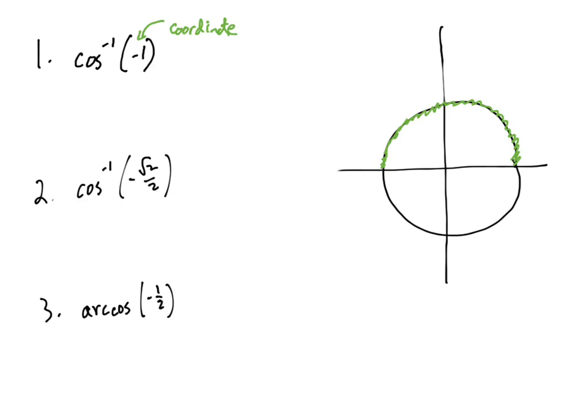And that is going to be over here because the coordinates there are negative 1, 0. So cosine is equal to negative 1 there, and that angle is pi. So this is equal to pi.